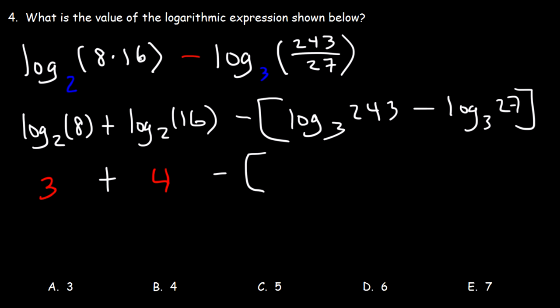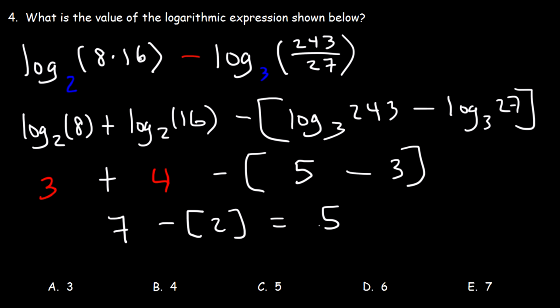Now how many 3's do we need to multiply to get to 243? 3 times 3 is 9, times 3 is 27, times 3 is 81, times 3 is 243. So it takes 5 3's to get to 243, and it takes only 3 3's to get to 27. 3 to the 3rd power is 27. Now 3 plus 4 is 7, and 5 minus 3 is 2, and 7 minus 2 is 5. And so this is the final answer. That's the value of the logarithmic expression that we had in the beginning.